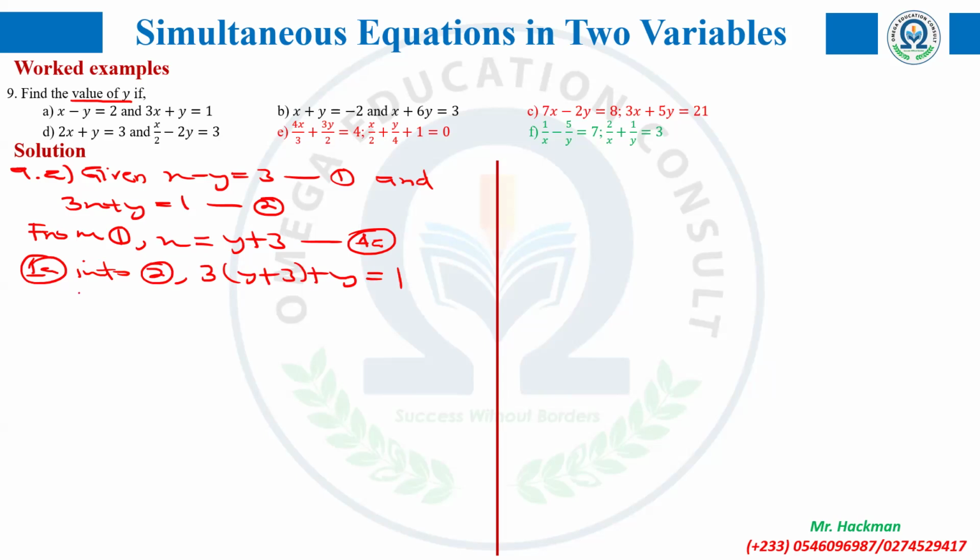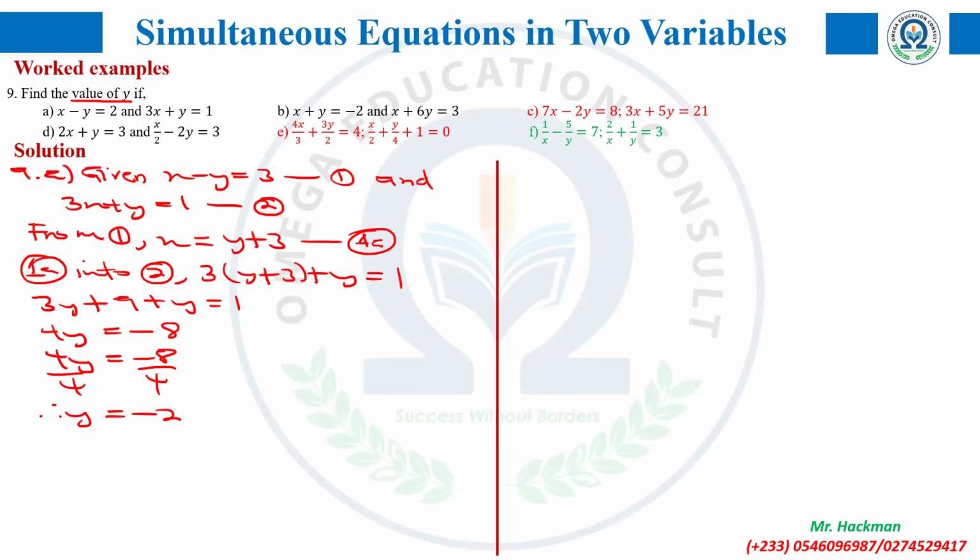So remove the brackets here. 3y plus 9 plus y is equal to 1. In this case, we are going to get 4y is equal to 1 minus 9, so minus 8. You write it again before you divide: minus 8 over 4 over 4. So that gives us y is equal to minus 2, and I can draw my conclusion. You were asked to find the value of y.